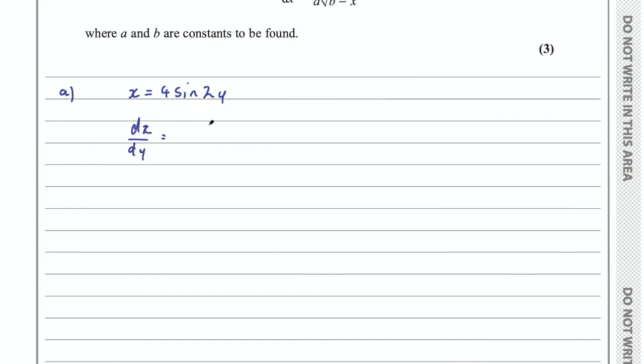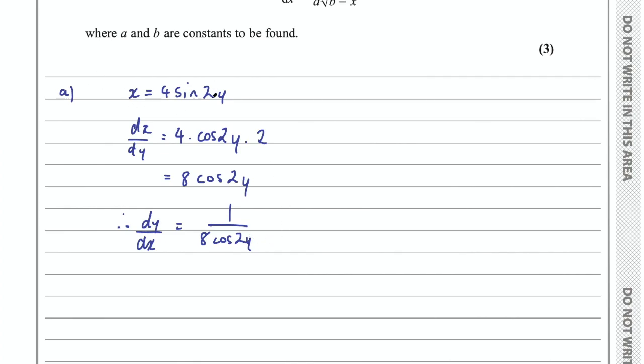will be just the derivative of sine, which is cosine. Well, we also need to use the chain rule there, so we will have 4 multiplied by cosine of 2y multiplied by the derivative of 2y, which is 2. So all up we end up with 4 times 2 is 8 cosine 2y. Therefore dy on dx is going to be the reciprocal of this, so 1 on 8 cosine 2y.